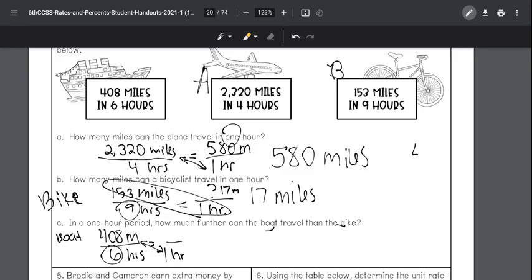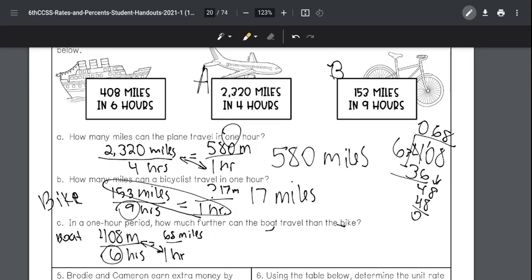Let me solve that. It's not an easy one. 408 divided by 6, I don't have a calculator. 6 doesn't fit into 4. 6 fits into 40. 6 times 6 is 36. Subtract. 4, drop down the 8. 6 and 8 makes 48. I'm left with nothing. So the boat can travel 68 miles in 1 hour.